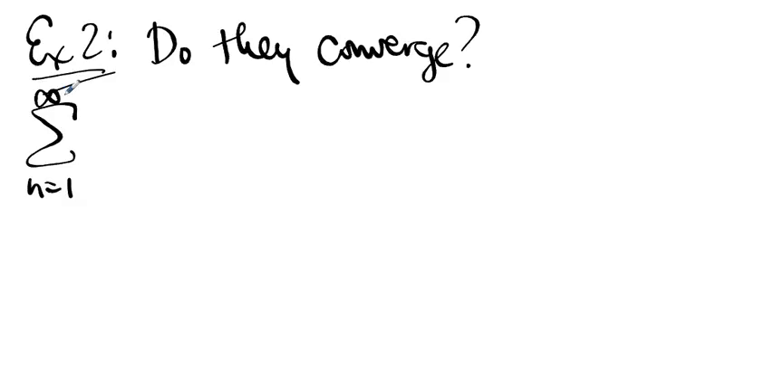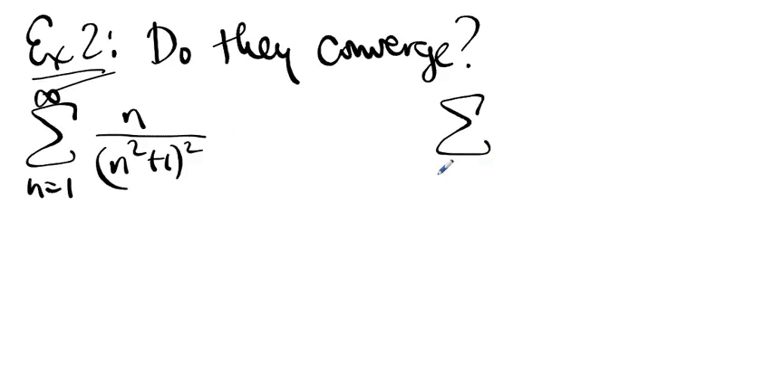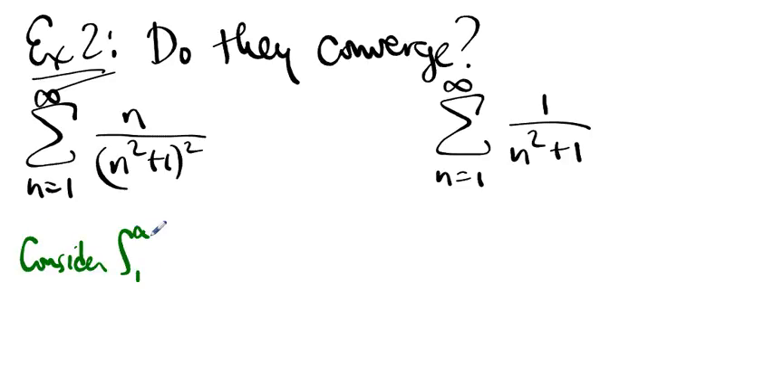Sum, n goes from 1 to infinity, of n over (n squared plus 1) squared, and sum, n goes from 1 to infinity, of 1 over n squared plus 1. I'd like to use the integral test. To use the integral test, I have to consider the integral from 1 to infinity of x over (x squared plus 1) squared dx. This integral is doable by, think about it, right?